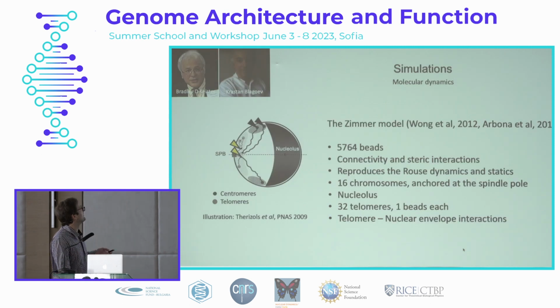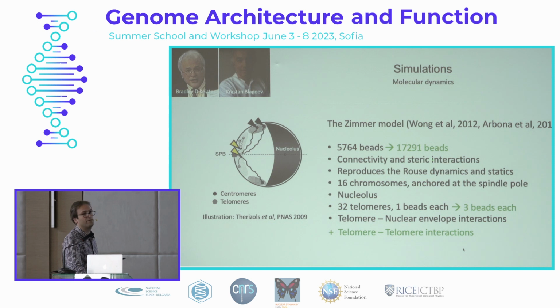So we performed simulations. We used the Zimmer model, which is a well-validated model for yeast. The nucleus is 5,000 beads. It has connectivity, steric interaction. It reproduces the Rouse dynamics and the statics. 16 chromosomes anchored to the spindle pole, 1 nucleolus, 32 telomeres, 1 bead each, and telomere-nuclear envelope interaction are modeled. What we add is 3 times the beads, because otherwise there are not enough beads to model telomeres. So 3 beads for each telomere. And we add telomere interaction, which was not considered in this work of Zimmer.